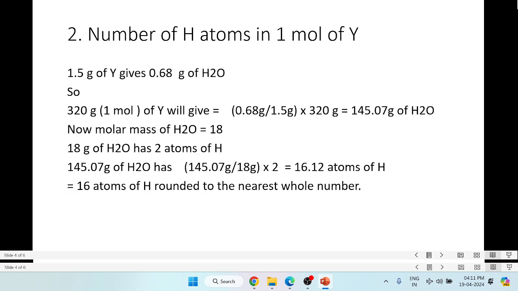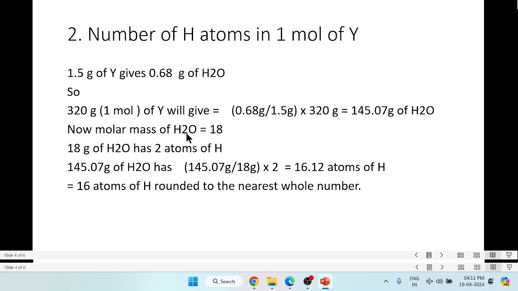Now let us calculate the number of hydrogen atoms in 1 mole of Y. Same principle. We know that 1.5 grams of Y on combustion gives 0.68 grams of H2O. This hydrogen comes from the compound. So 1 mole, or 320 grams, of Y will give proportionately 145.07 grams of water.